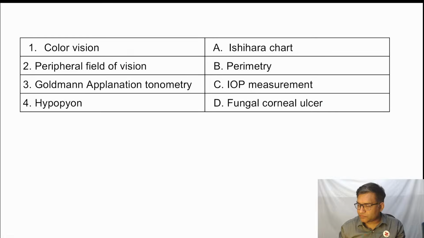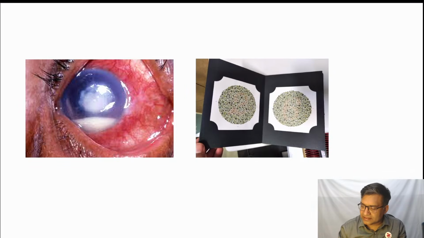So let's see a few images here. You can see pus in the anterior chamber, which is there in patients of fungal corneal ulcer as well as bacterial corneal ulcer. You can also see it in uveitis. So this is the hypopyon.